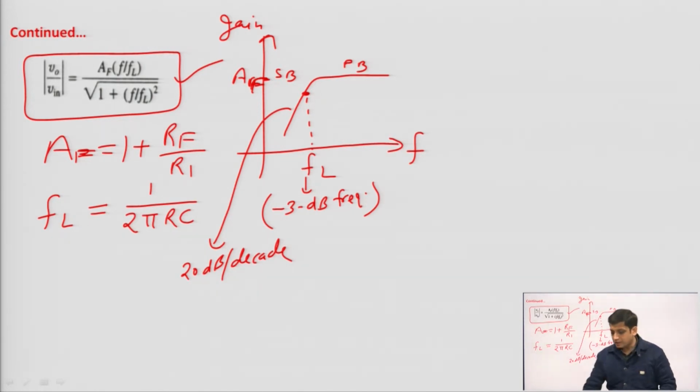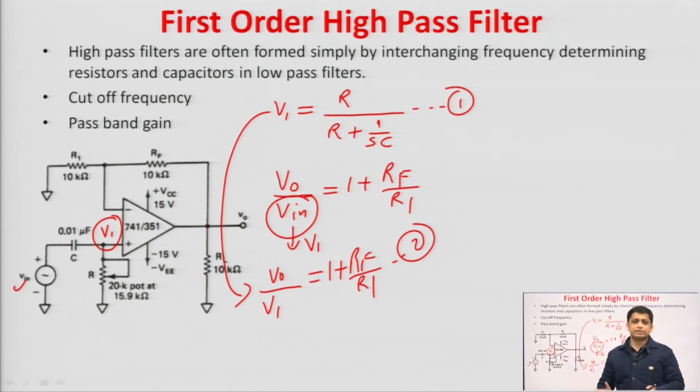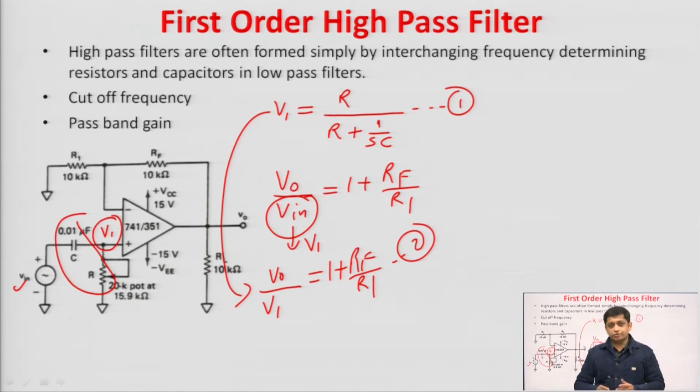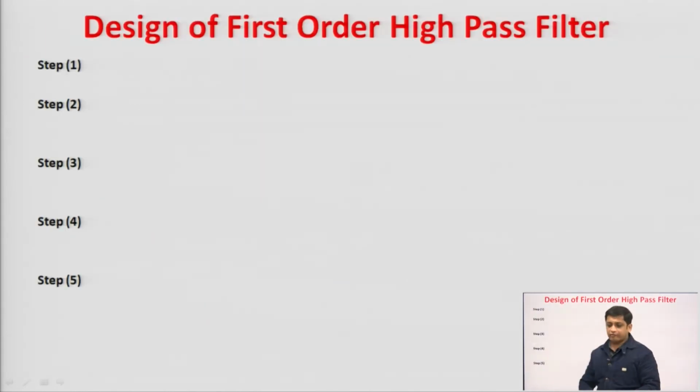We can see that everything is same in the first order high pass filter if we compare with the first order low pass filter. The only difference is that the positions of R and C are interchanged. So, the design methodology of the first order high pass filter is similar to the first order low pass filter. Let us quickly review it.